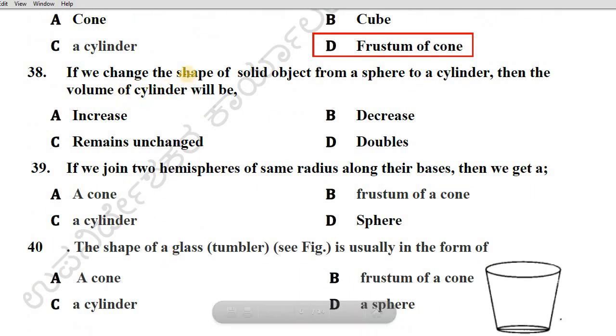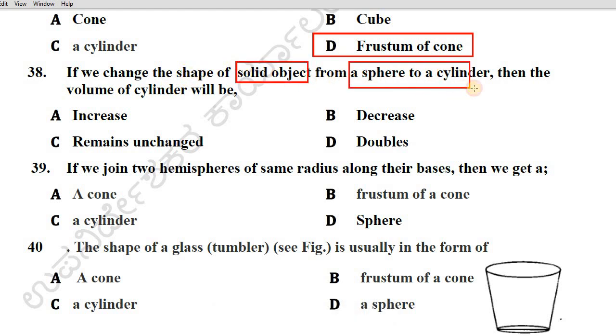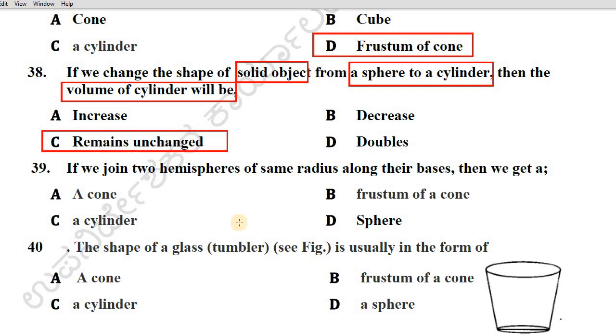38. If we change the shape of a solid object from a sphere to a cylinder, it means a conversion is taking place. Sphere to cylinder we are converting. Then the volume of the cylinder will be, keep it in mind, I said a number of times, whenever we are converting an object from one shape to another shape, there will be no change in its volume. It remains unchanged. Option C is correct.